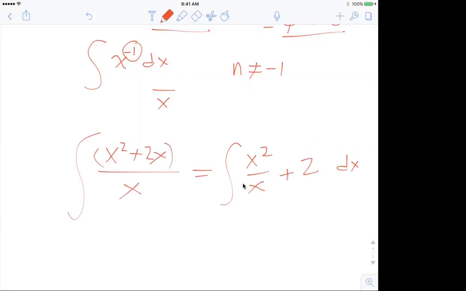You don't have a quotient rule for antiderivatives. You have to either multiply it out or divide it out. Here's my hint on this one: divide it out, and then you can do it. What is it divided out?